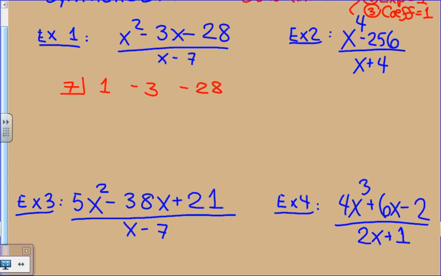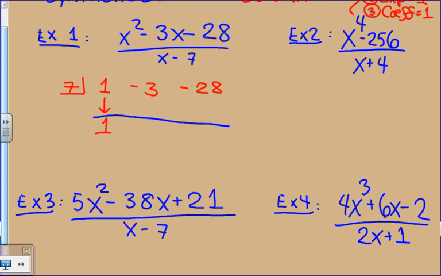Alright, now skip a line. Give yourself somewhere to write, and then make a line. Drop down that first term. Don't ever touch that first term. Leave it as a 1.